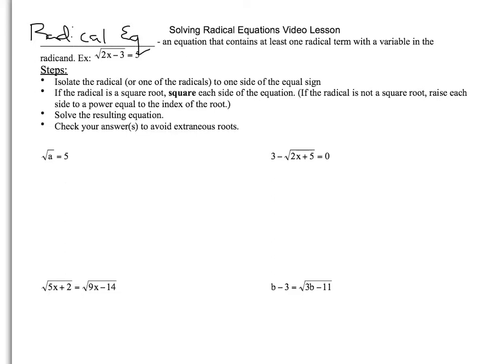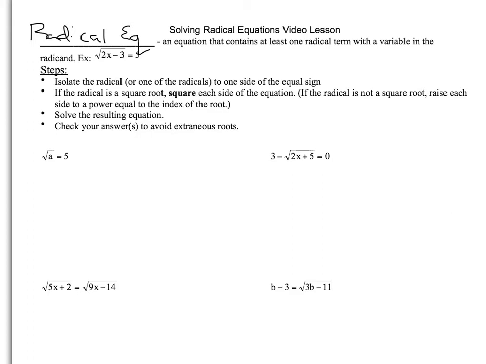These are the steps. You're going to get the radical on one side of the equal sign, everything else on the other. If the radical is a square root, you're going to square each side. If it's not a square root, say it's the third root instead, you'll put it to the third power. If it's the fourth root, you'll put it to the fourth power. Solve the equation, and then you do have to check, because sometimes you get answers that don't work.